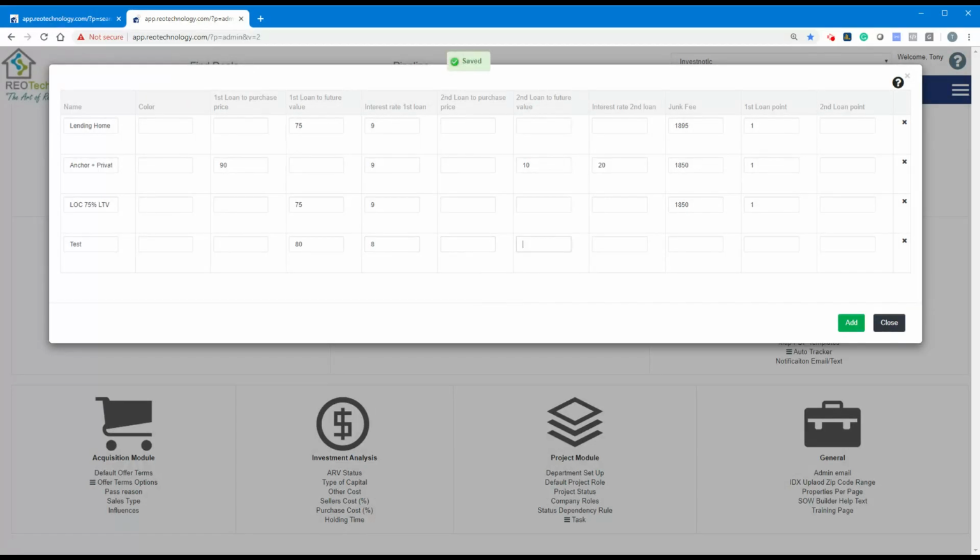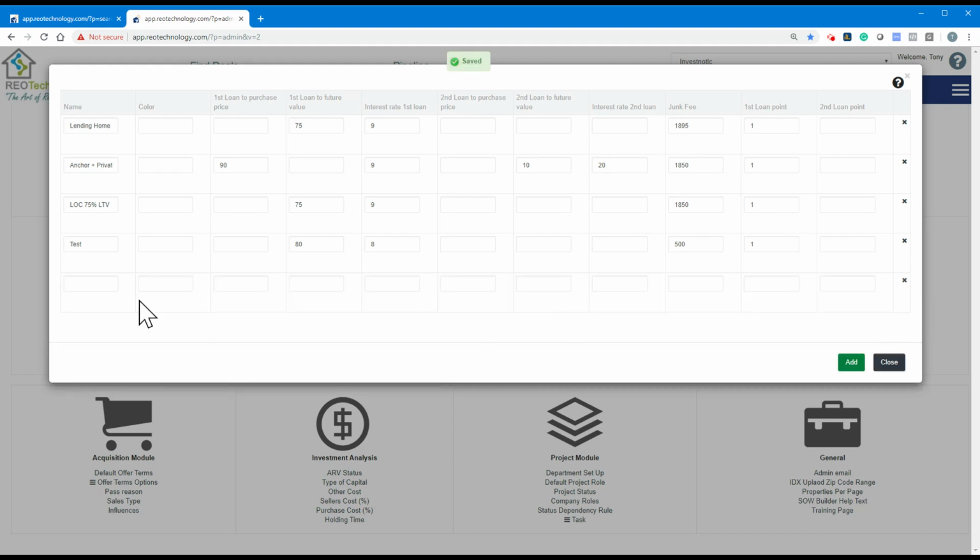There is no second. And I'm going to pay $500 junk fees. And the lender is going to charge me 1 point. If you notice, I don't have commas, money signs, or percentages. That's already preset.